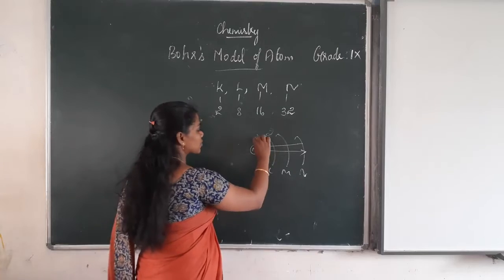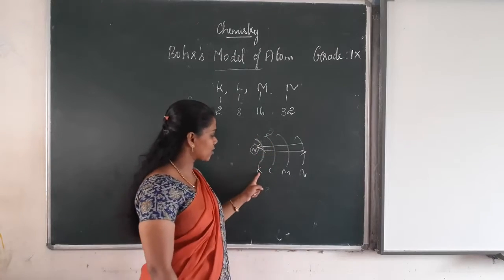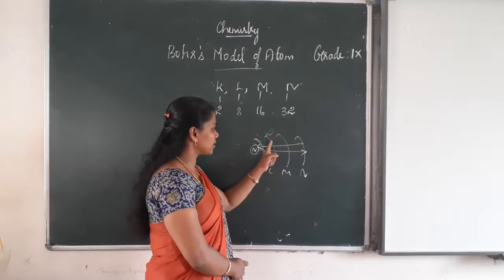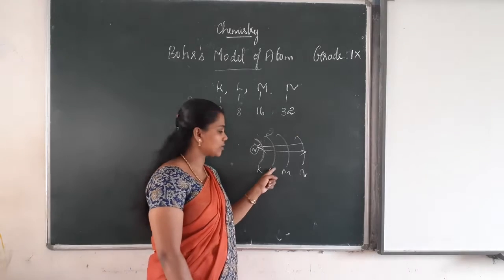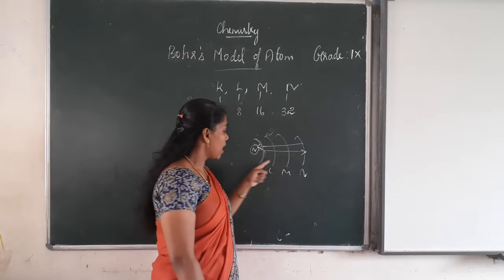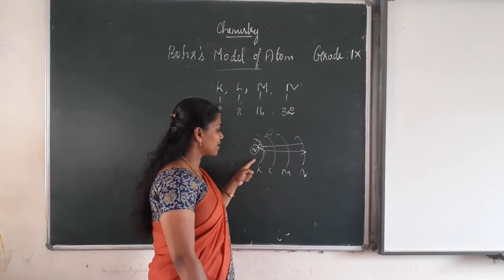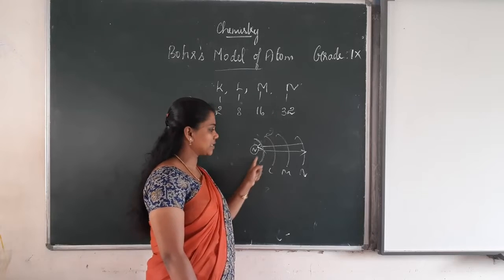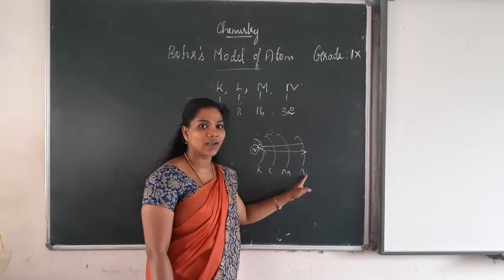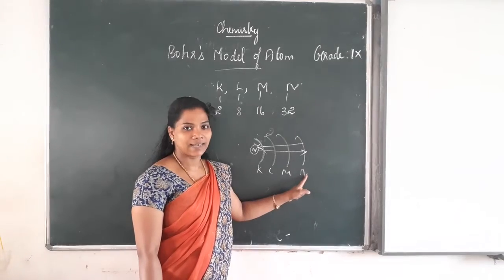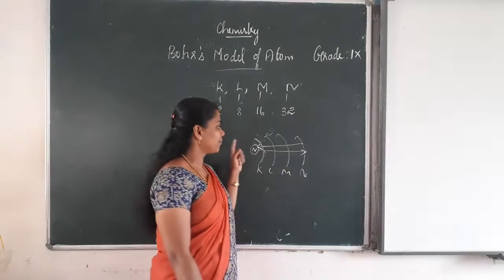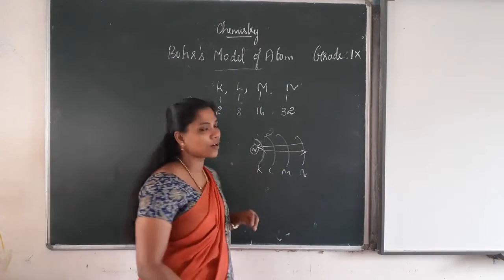So the electrons that are near the K orbit are called K electrons. Here the electrons present in L are L electrons, then M electrons, N electrons. And the electrons nearest to the nucleus have a lower energy level, while the electrons present farther out have higher energy levels. Okay, this is about Niels Bohr's model of the atom.